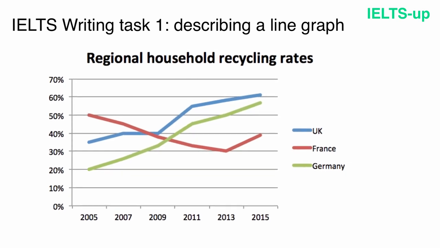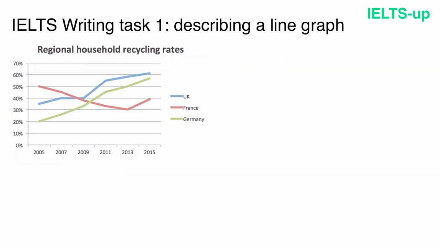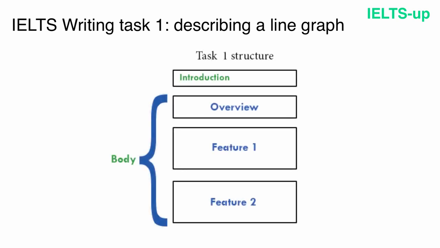Now let's see how you should structure your answer. Here is the standard structure that you should follow to give a Band 9 answer. It consists of introduction and body paragraphs. You should never write a conclusion when describing a graph.